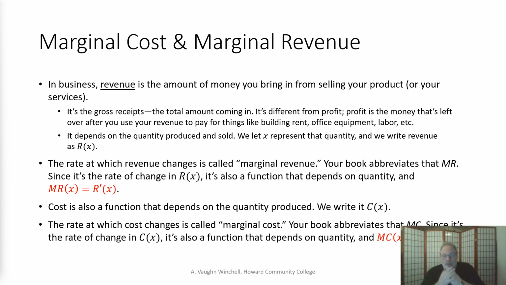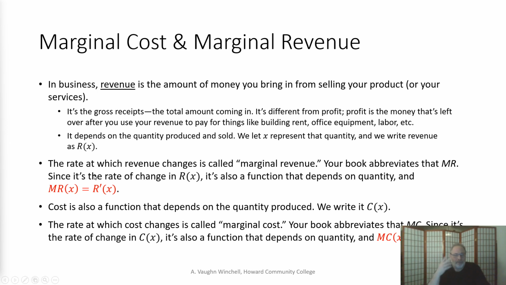Revenue depends on the number of items you produce and sell, assuming you sell a product. Or if you provide a service, the number of hours you spend providing it or the number of times you provide it. Revenue depends on the amount of business that you do, and we let X represent that quantity of business. Usually, it's the number of things you make and sell. Since revenue depends on that quantity, we write it as R of X. The revenue is a function that depends on the quantity.